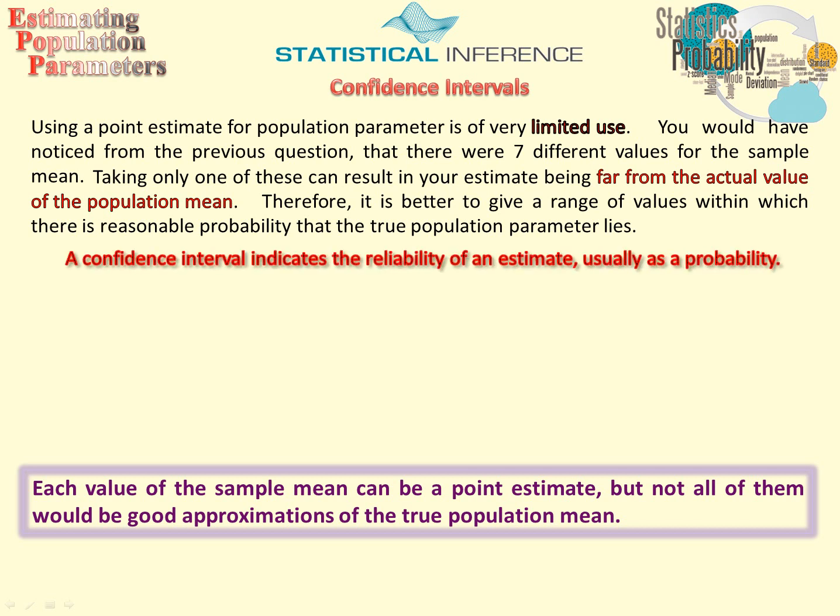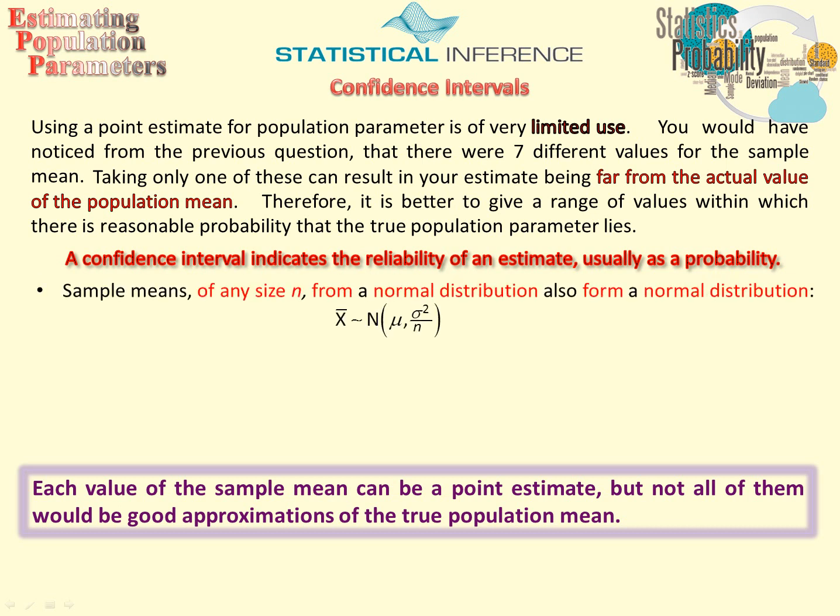A confidence interval indicates the reliability of the estimate, usually as a probability, and that's what we mean by the confidence interval. So I would say that there is a 95% probability that the population mean, the mean of all the cards in the box, falls between 3 and 5, and then that would be stating it correctly.